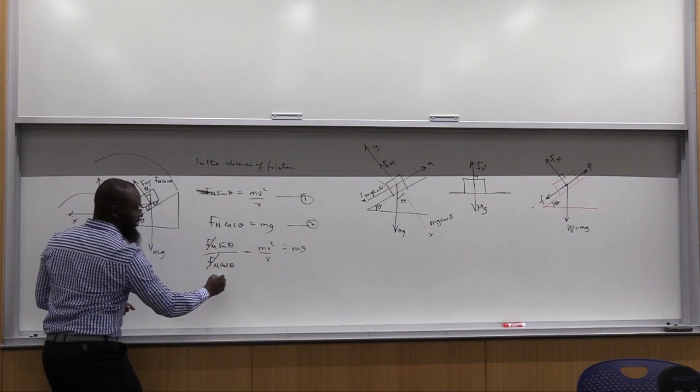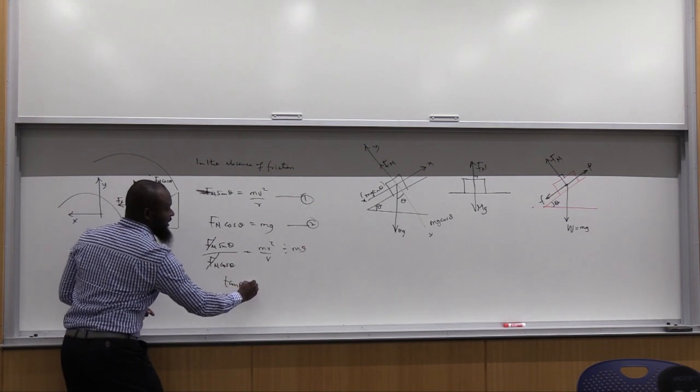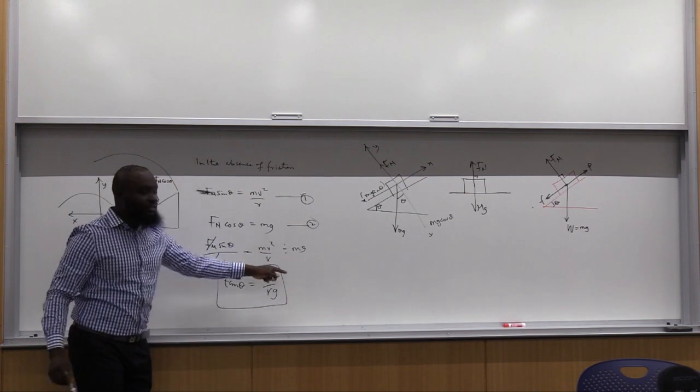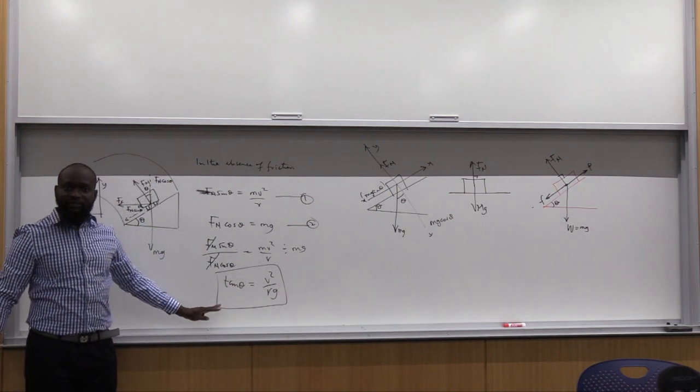Normal force cancels normal force. Sine theta over cosine theta is tan theta equals v squared over rg, when the m's cancel. Is that okay? So this is when there is no friction.